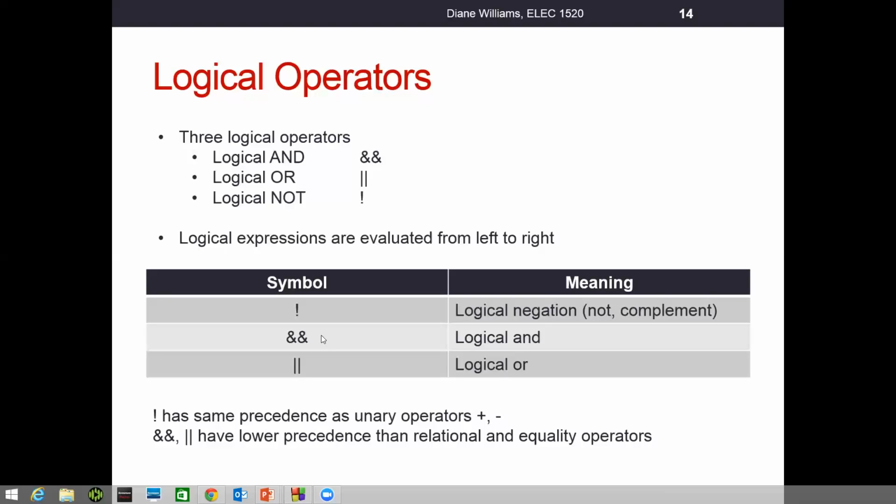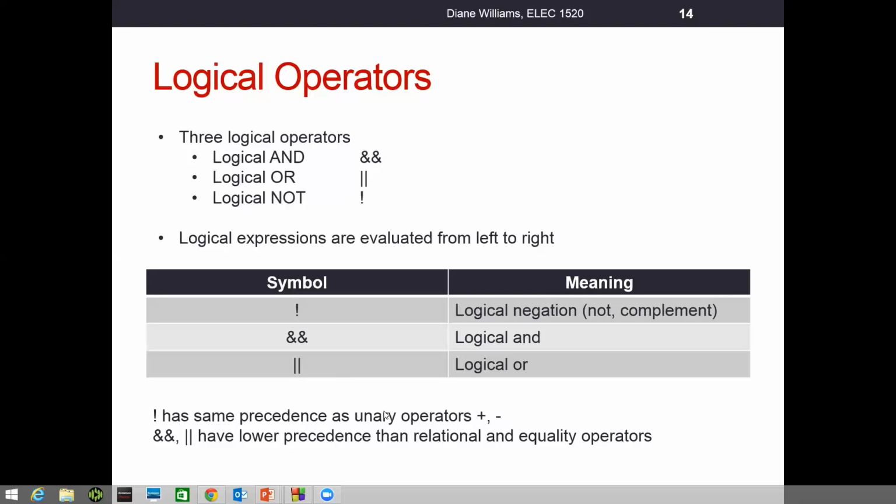Logical and, we'll see that the result of that is we'll have at least two inputs. When we have multiple inputs, all inputs must be true in order for the output to be true. And with a logical or, when we have multiple inputs, just one of the inputs must be true in order for the output to be true.